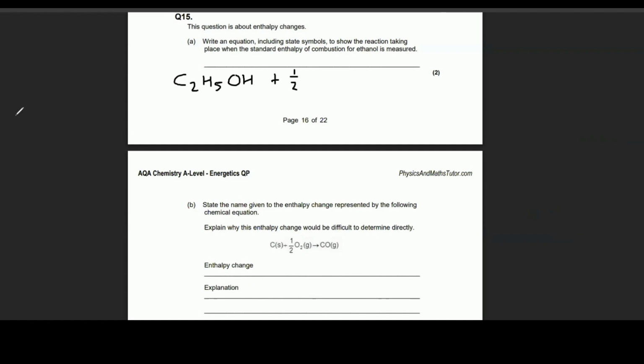So, oh no, we don't want to write half O2. It's a bit dumb, when you completely combust in oxygen.